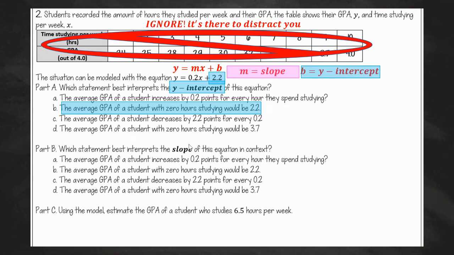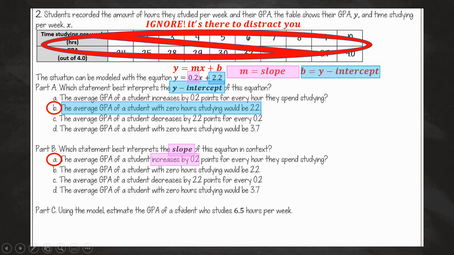All right, moving on to part B. Which statement best interprets the slope of this equation in the context? Well, slope here is our m, which is 0.2, and the answer choice that includes 0.2 or a change in 0.2 is actually A. The average GPA of a student increases by 0.2 points for every hour they spend studying. So here, our best choice is A.